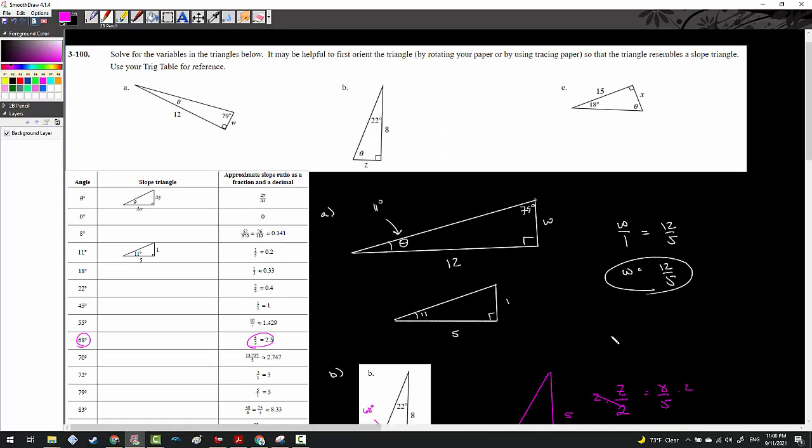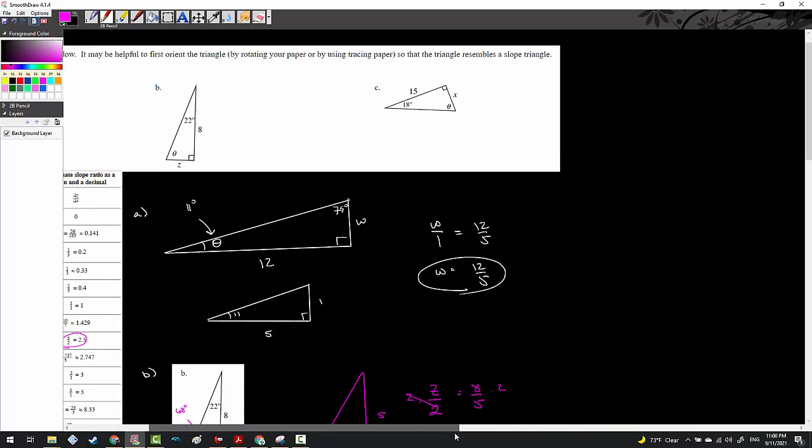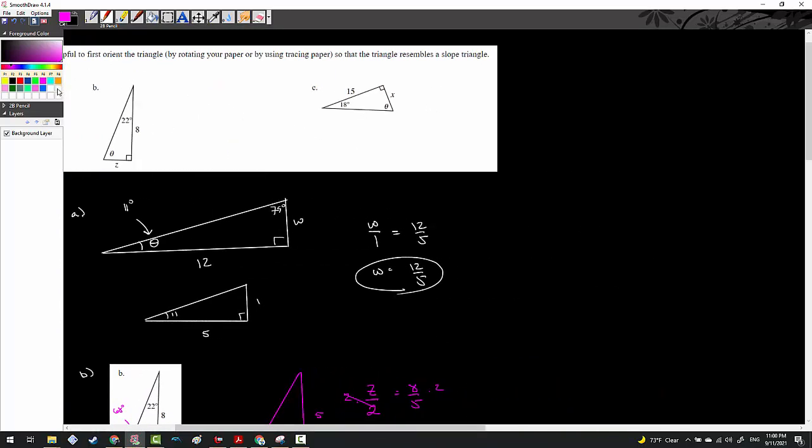We'll take a look at triangle C right here. Now again, with triangle C, that one's oriented the most weird. So I'll reorient him in a pretty aggressive kind of way. And why don't I make him look like this instead? That might make things a little bit easier here. With this being the right angle, this thing being theta, and this being 18 degrees. That puts X on bottom and 15 as the rise.